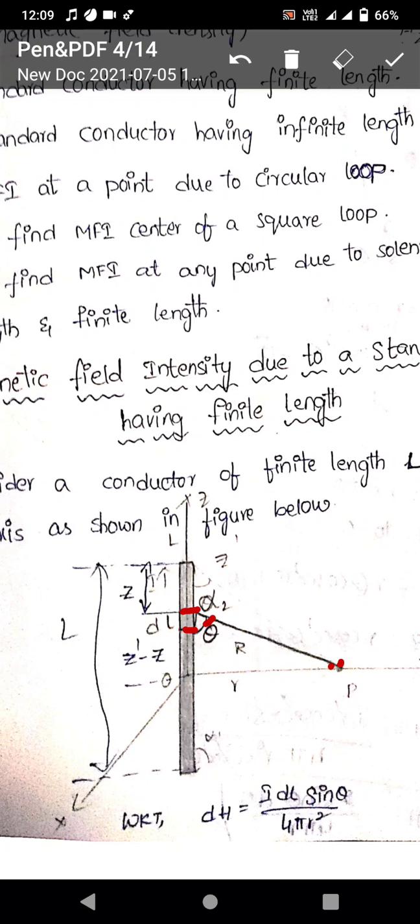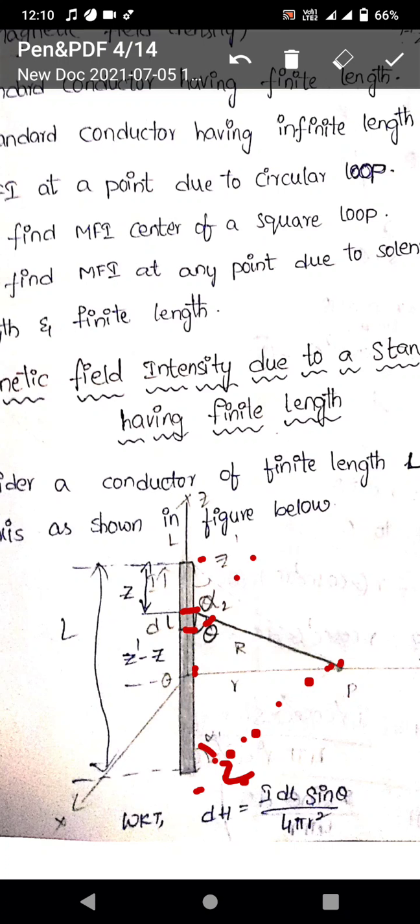Assume that it is z dash, the total height from the origin. Z dash minus z is the remaining height, because the total conductor lies along the z axis. From 0, going upward is z dash, and going downward it is minus z dash. Now the angle made with theta is alpha 1, and the remaining angle is alpha 2.